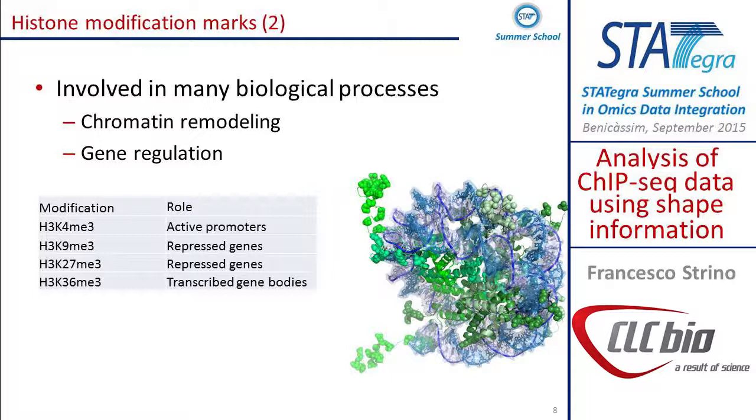H3K27 is also repressing, but this is more facultative. So certain cells will express only some genes, and generally those that are not expressed but are expressed in other cells are repressed by K27 trimethylation, while things that are never expressed are packed together by the K9. Another one that is quite important, that I'm also going to talk about a little bit more later, is K36 trimethylated. You find it in gene bodies of transcribed genes.